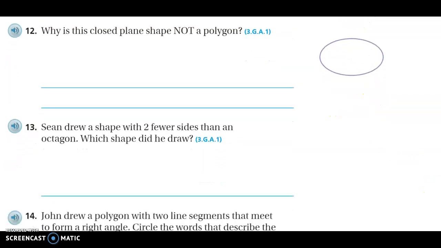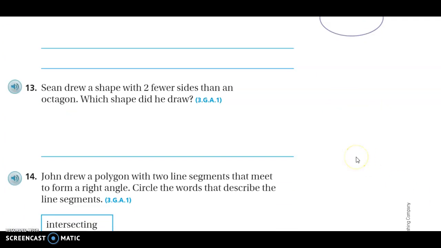Number 13. Sean drew a shape that's 2 fewer sides than an octagon. So 2 fewer means less. I always tell my students fewer means less. So I replace the word fewer with less. Sean drew a shape with 2 less sides than an octagon. So I know octa means 8. So 2 less would be 8 minus 2. That would be 6 sides. If he drew a shape that had 2 fewer sides than an octagon, he had to draw a hexagon. Hexagon. That's the correct answer.